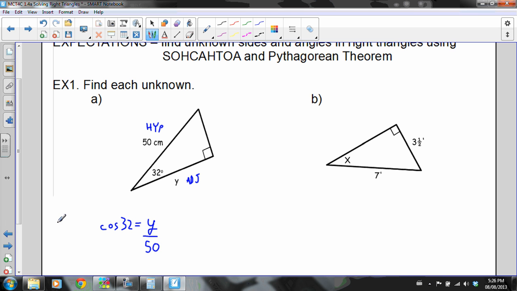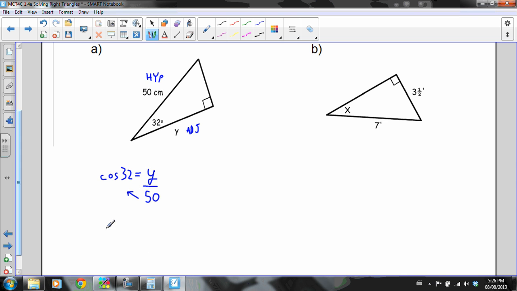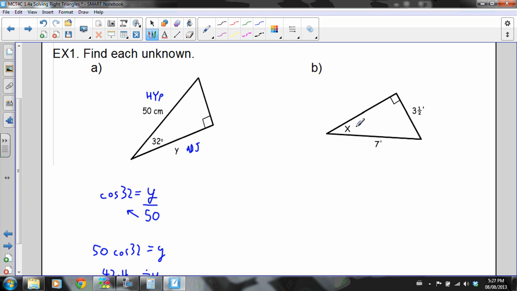over hypotenuse. Now I solve this, right? How do I solve? Well, I just multiply. Again, jam that into a calculator, and you get about 42.4 centimeters. Over here, we want to find an angle now, right? And this is x, an angle, and this is the hypotenuse here. Opposite and hypotenuse, this is going to be the sine. So we've got the sine of x is equal to 3.5 feet over 7 feet.